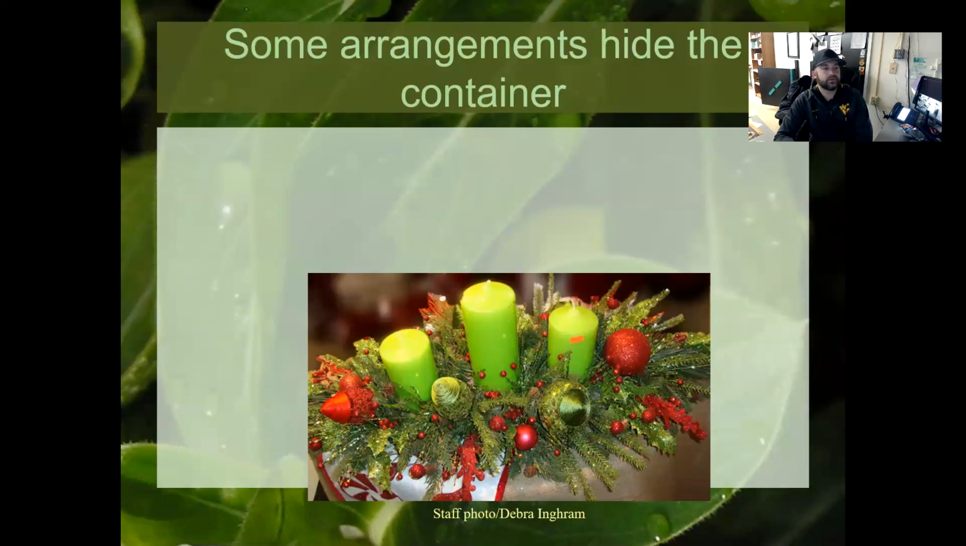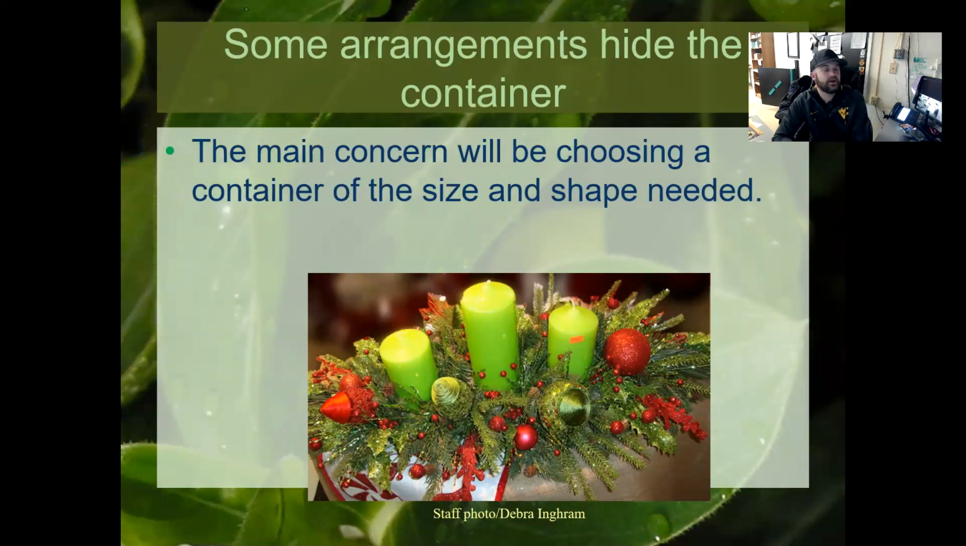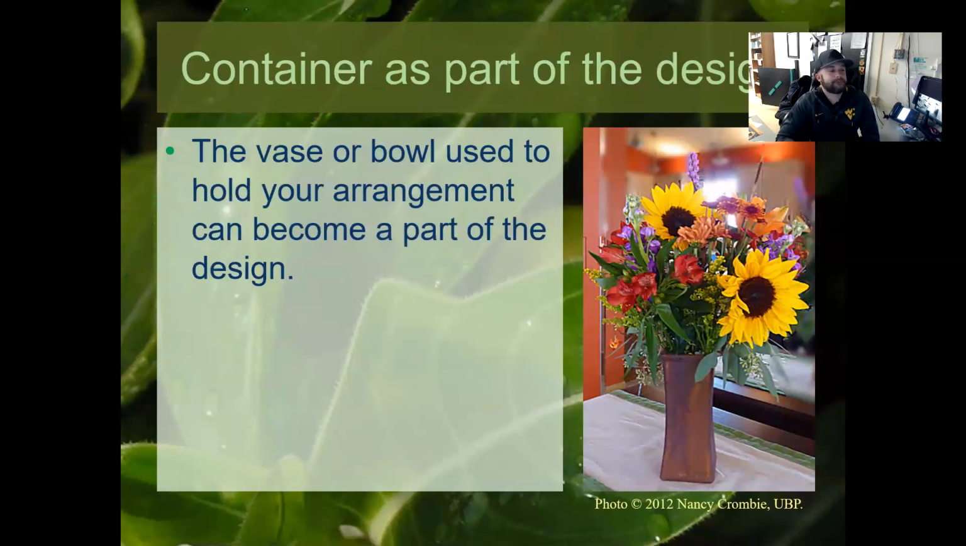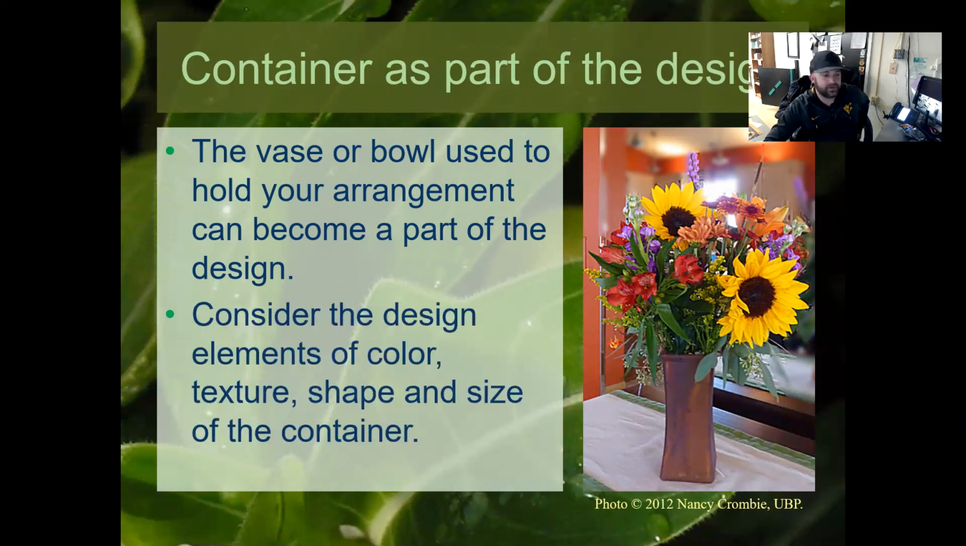Now let's talk about containers. Some arrangements hide the container. The main concern will be choosing a container of the size and shape needed. And the container must hold water without leaking. So for the floral arrangements we make every year for Christmas, you typically cannot see the container underneath, but you can pour water over top of your greens or flowers to make sure that they are continuing to grow throughout that winter season. The vase or bowl used to hold your arrangement can become a part of the design, as you can see on this upright design on your right in a vase.